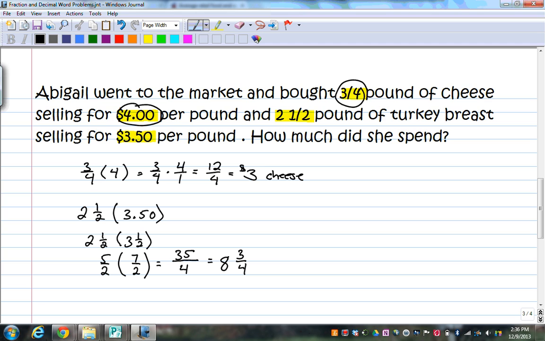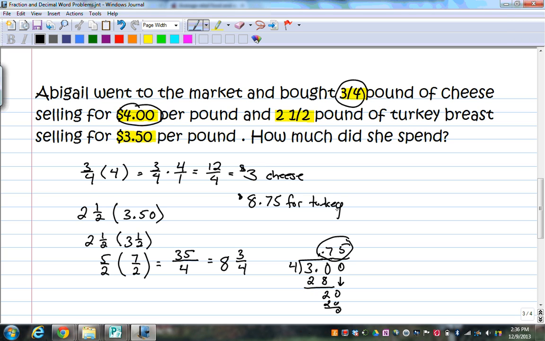Now, $8 3/4, hopefully you realize that 3/4 is 0.75, but if you don't, then change that to a decimal. You do that by doing 3 divided by 4. Add the decimal point. Decimal goes straight up! 4 goes into 30 7 times. 7 times 4 is 28. Subtract. Add another 0. Bring it down. 4 goes into 20 5 times. There's no remainder, so 3/4 is the same thing as 0.75. So she spent $8.75 for turkey.